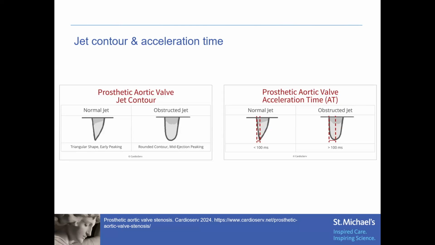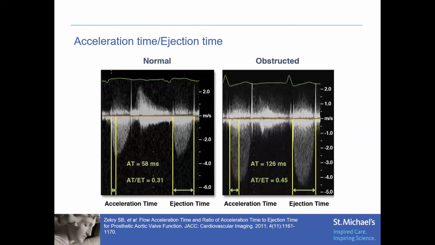So when we talk about the actual contour itself, this is the first sign that, okay, there might be something going on. When you look on the left side, that's the normal prosthetic jet. So it's triangular in shape, it's early peaking, whereas the obstructed jet tends to be more rounded, more mid-ejection peaking. And that directly correlates with the acceleration time, where in the normal jet, you have a short acceleration time to peak, less than 100 milliseconds is a generally accepted cutoff, and then obstructed is usually more than 100 milliseconds. And this is just a real-life example of that.